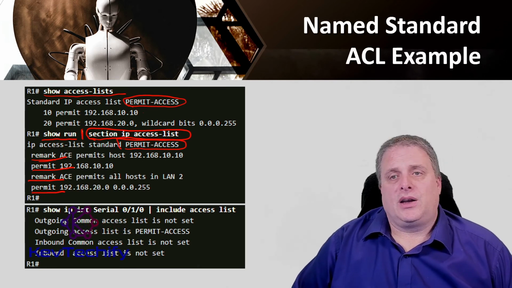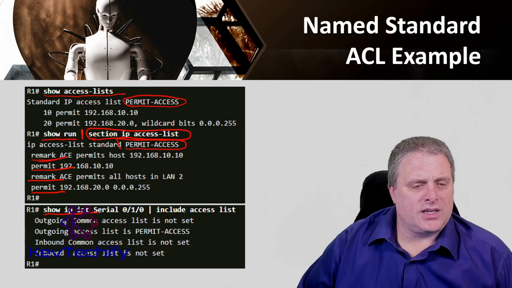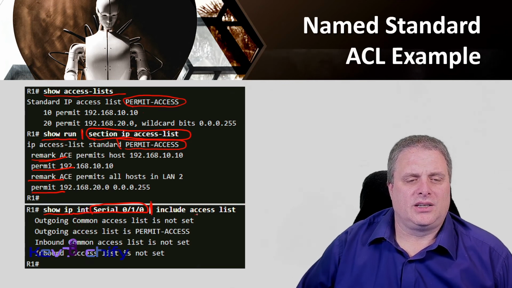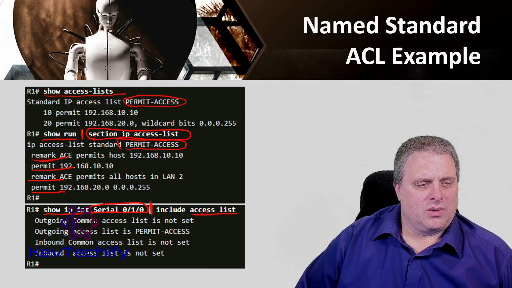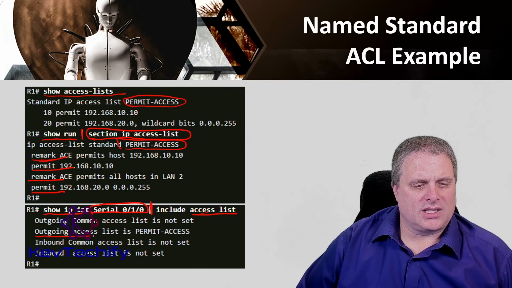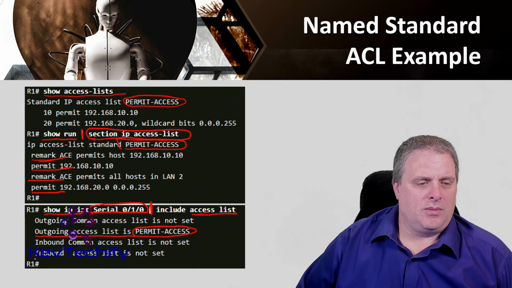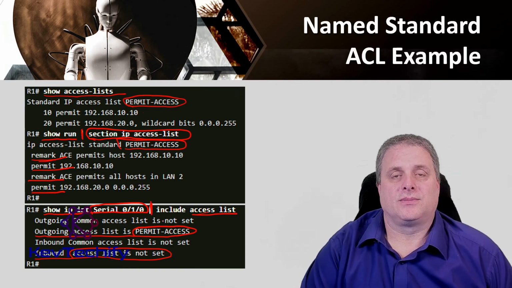Last way we can verify our named standard access control list is to do a show ip interface serial 0/0/0. And on this particular command, I'm filtering to include any line that includes the words access list. Right here, we're seeing that the outgoing access list is our named access list of PERMIT-ACCESS. Inbound doesn't have an access list set, but our outbound is PERMIT-ACCESS.